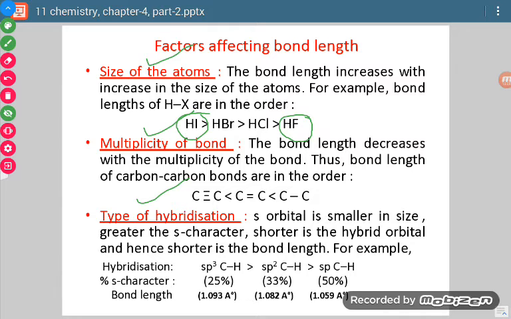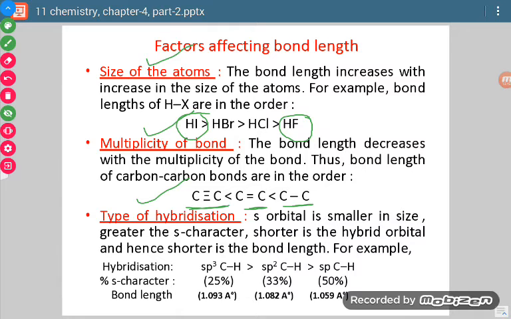Then comes multiplicity of bond. Multiplicity of bond means whether there is a single bond, double bond, or triple bond. Now see, bond itself means attractive force. So if there is only a single bond, then there is a single attractive force. If there is a double bond, then double attractive force. If there are triple bonds, then there is 3 times the attractive force. So attractive force brings the atoms together. So if the force is more, then the atoms will be nearer and the bond length will be less.